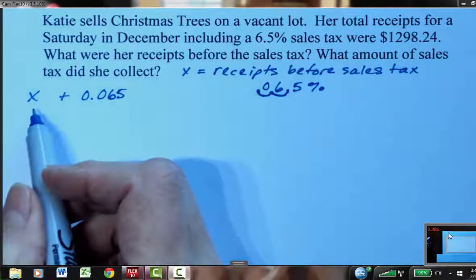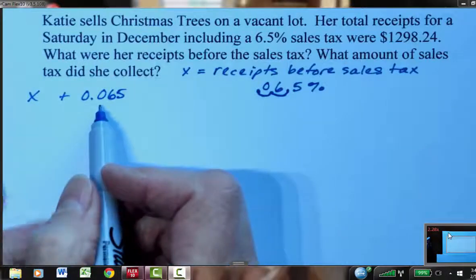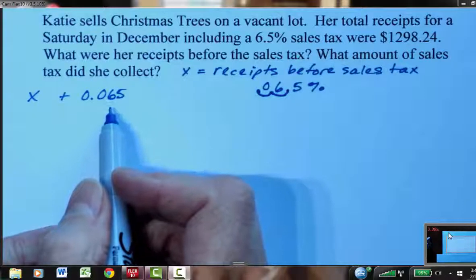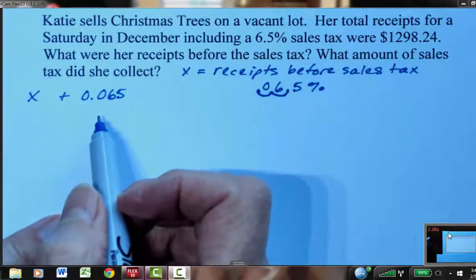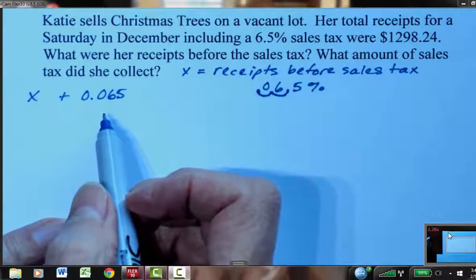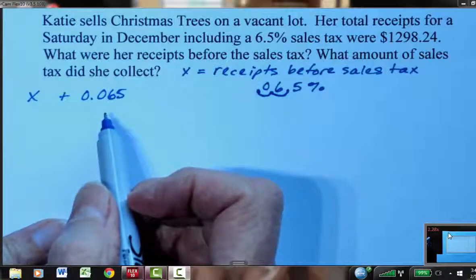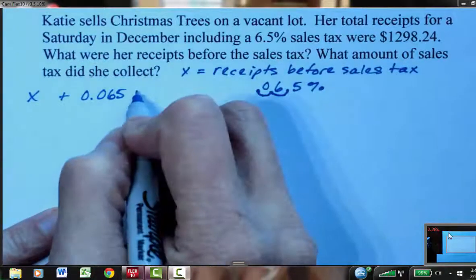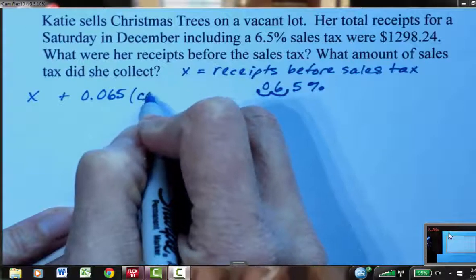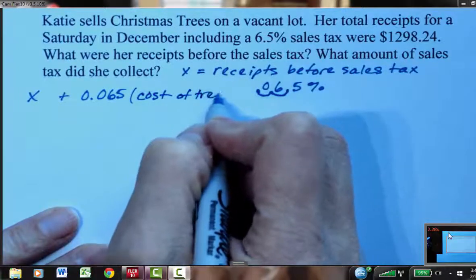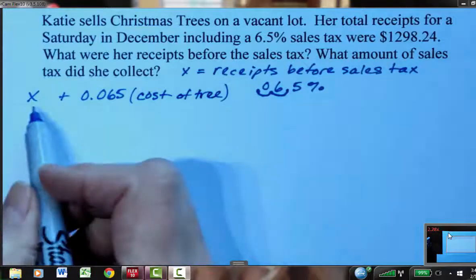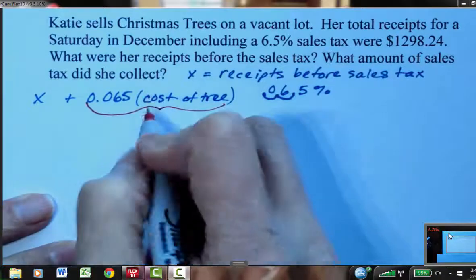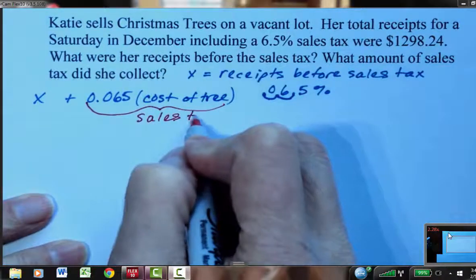So you're going to have x dollars for the Christmas tree, then you're going to have 6.5%, but you have to say what that 6.5% is of. If I just say 6.5%, you're going to ask, 6.5% of what? So we're taking 6.5% of the cost of the tree. Let me write that in. We have the cost of the tree, and then we have the sales tax. This whole thing right here is my sales tax.